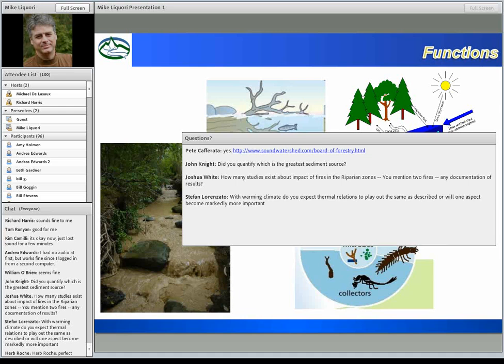Mike, there's a couple more questions here, and we'll have to close with these two, and maybe you can briefly address them. How many studies exist about the impacts of fires in riparian zones? You mentioned 2 fires. Any documentation of results? I might mention that Joe McBride's presentation, which is going to be next, is going to talk about a couple of studies of fires in riparian zones. How many did you find, Mike?